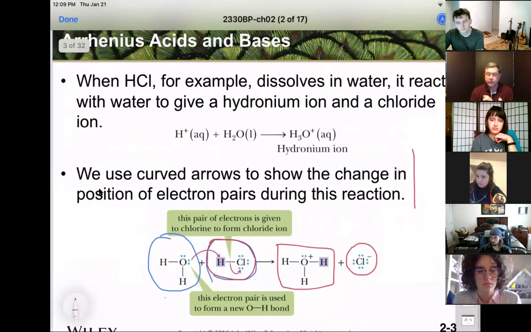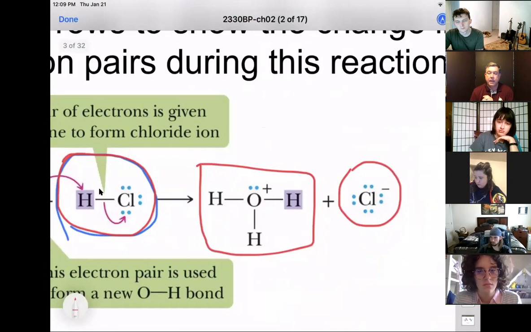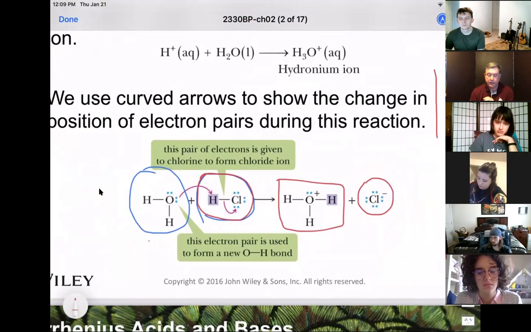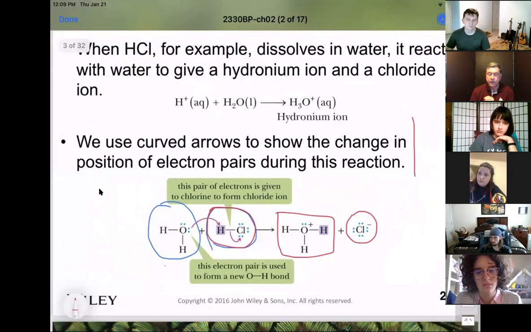There we go. So it gives us the hydronium ion and the chloride ion. Okay. And once it dissolves, it forms these two things, hopefully in a sea of extra water.